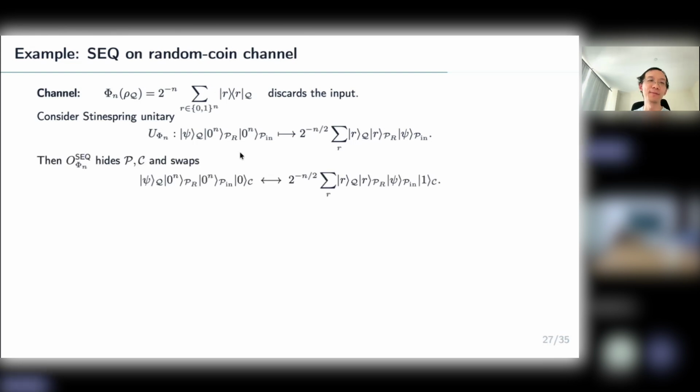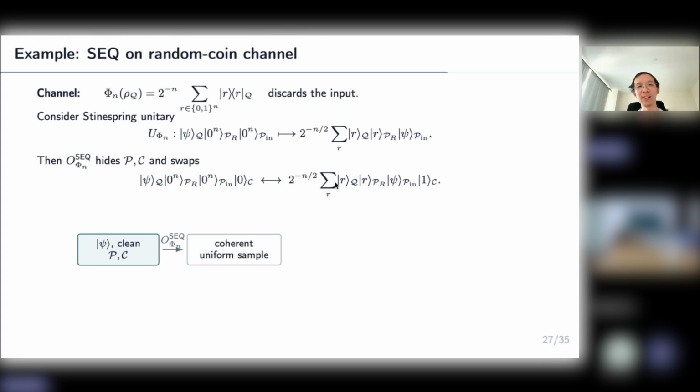Okay, so what happens if we apply the SEQ oracle onto this dilation unitary? Then it's going to implement the following unitary, which swaps the psi on input with zero everywhere else with the EPR pair state on Q and P sub R, the original psi now in the private register, and then the counter being incremented to 1. So this interface is going to swap between these two states and act as identity everywhere else. And again, the user only gets to see the Q register and nothing else.